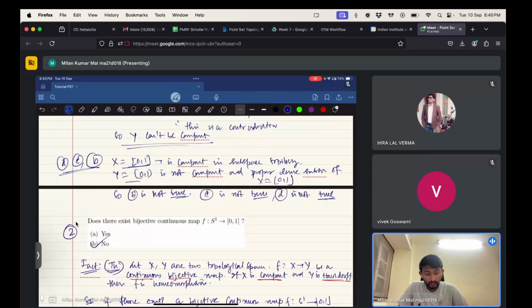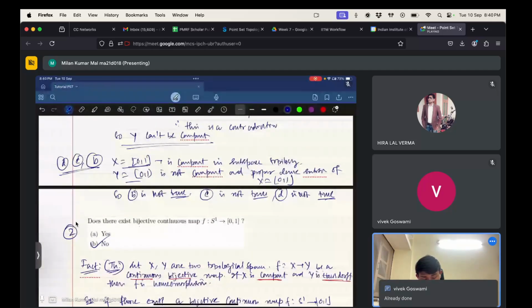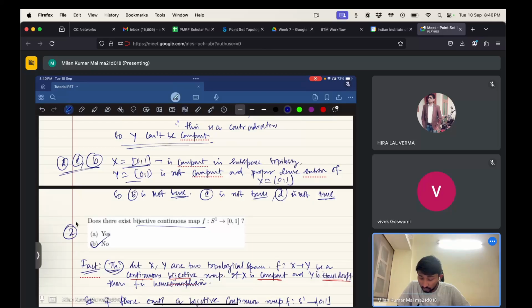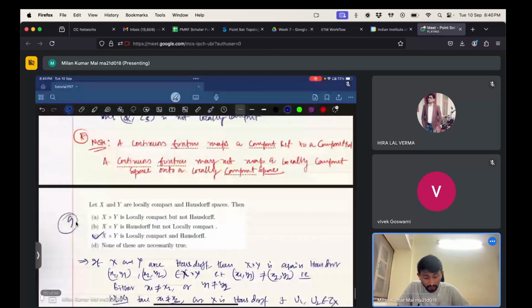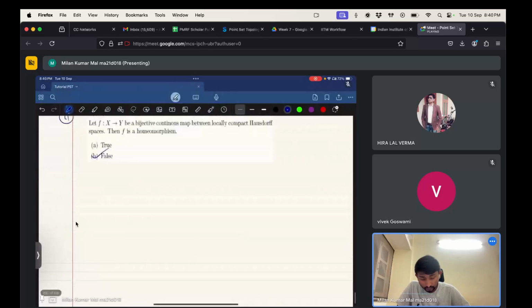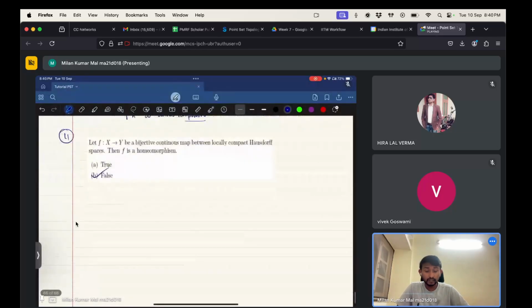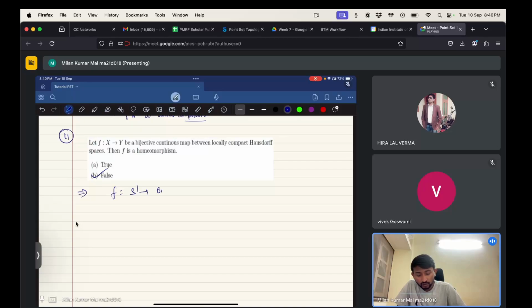Let f be a bijective continuous map between locally compact Hausdorff spaces, then f is a homeomorphism. I have to write it a little carefully. Bijective, locally compact, need not be compact. The earlier function is f from S1 to the closed interval [0, 1]. So [0, 1] is a bijective continuous image between locally compact Hausdorff spaces.